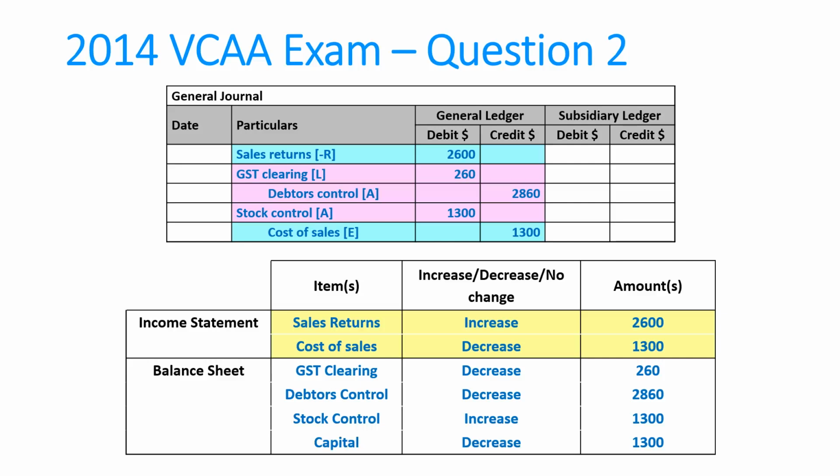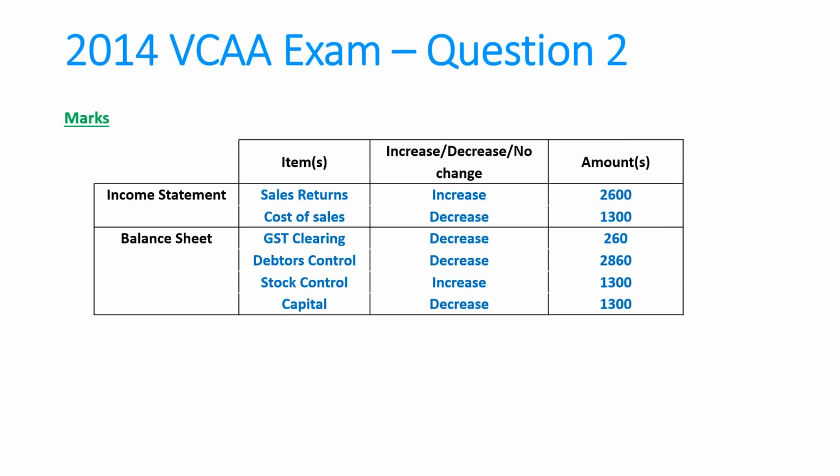So what's going to happen here is capital is going to go down 1300, and the reason is I'm going to have revenue go down 2600, but expenses are also going to go down 2600. So the net effect of those two is the profit will go down $1,300, and that was kind of the fifth and final mark.